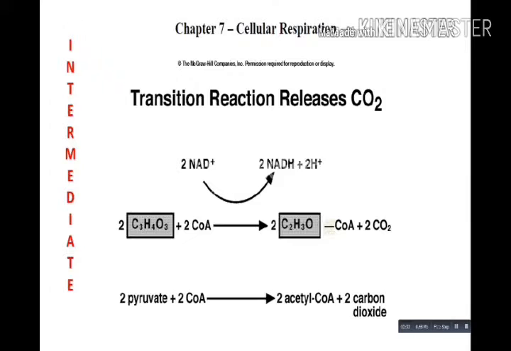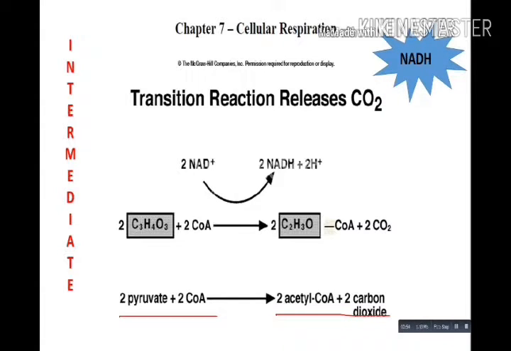The reactants are 2-pyruvate and 2-coenzyme A. And the product will be 2-acetyl-coenzyme A and 2-carbon dioxide. There are also 2 molecules of nicotinamide adenine dinucleotide and hydrogen produced. Each molecule of acetyl-CoA can now enter the next cycle.